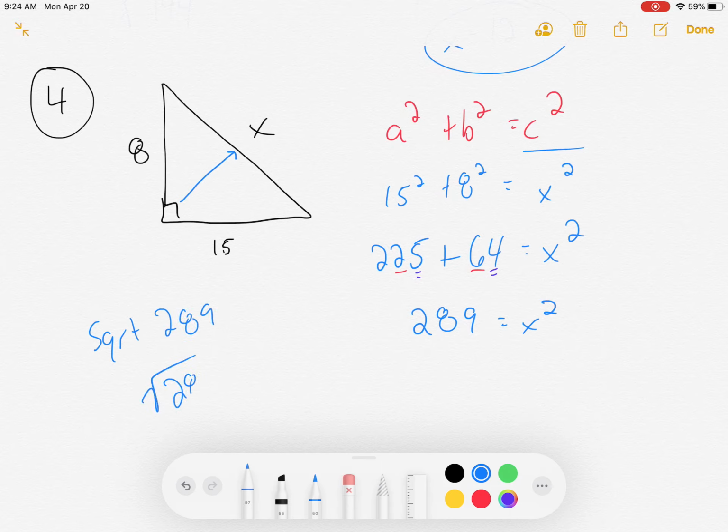Okay, same thing now. We're going to type in on Google SQRT of 289, or hit the radical of 289. Any way you do it, the square root of 289, this one should come out nice. We get x equals, oops, I got a little ahead of myself. We got to take the square root of both sides. Those cancel. Square root of 289, you should get x equals 17. 17 is your hypotenuse. 17 is your missing side.